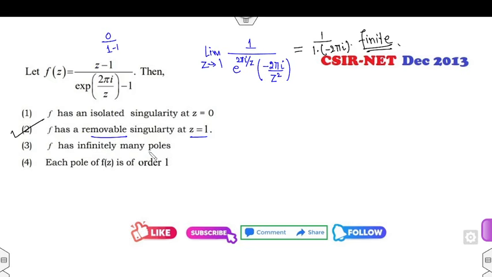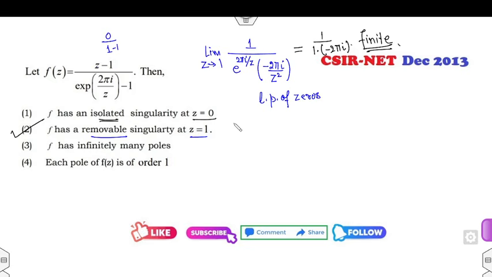Isolated singularity, infinitely many poles, each pole of order 1. So firstly, we can check about z is equal to 0. Or isolated. How can you check about the isolated? We can find the limit point of the zeros at z is equal to 0.